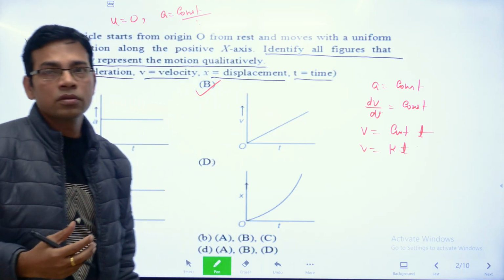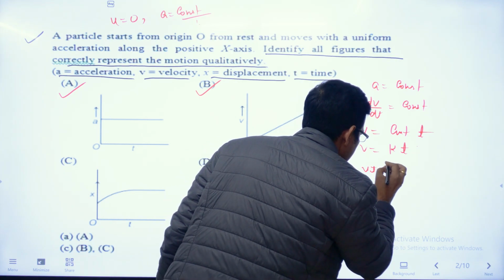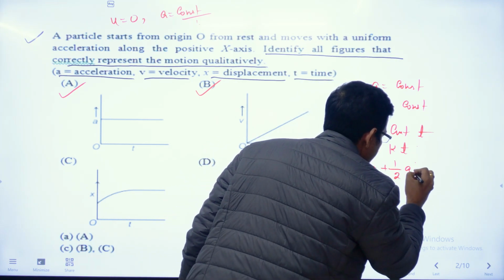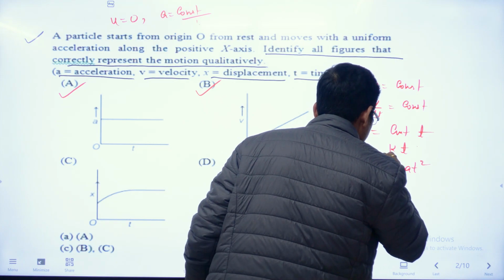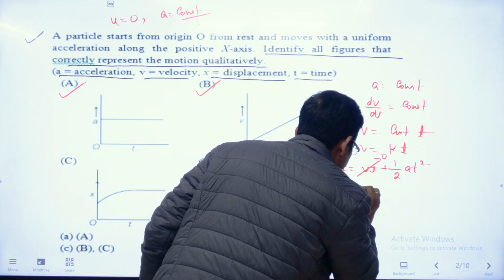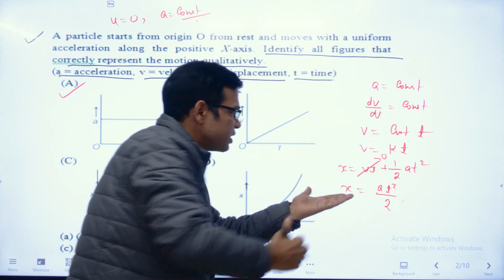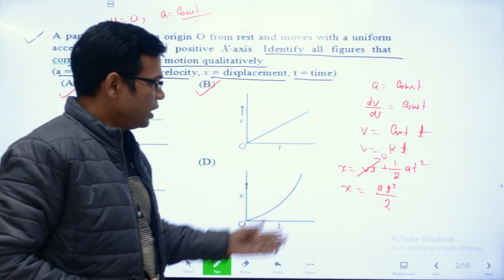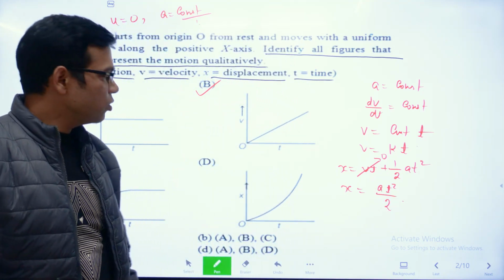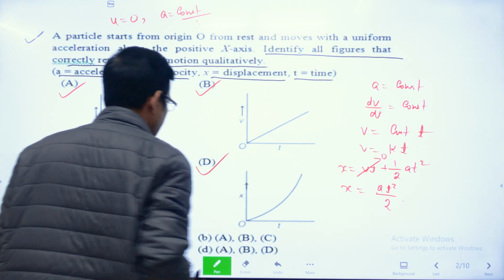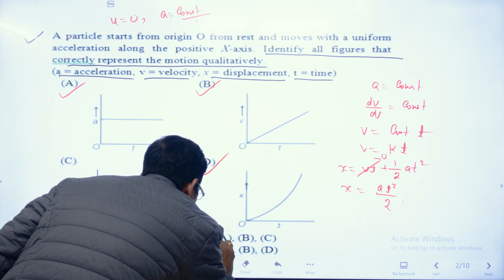And also we know the equation x is equal to ut plus half at square. Here the initial velocity is 0, so this term will be 0. So the expression becomes x is equal to at square by 2. This is a quadratic equation in x and t, and this quadratic equation will pass through the origin. So D option will also be the correct option. So the options will be A, B and D.